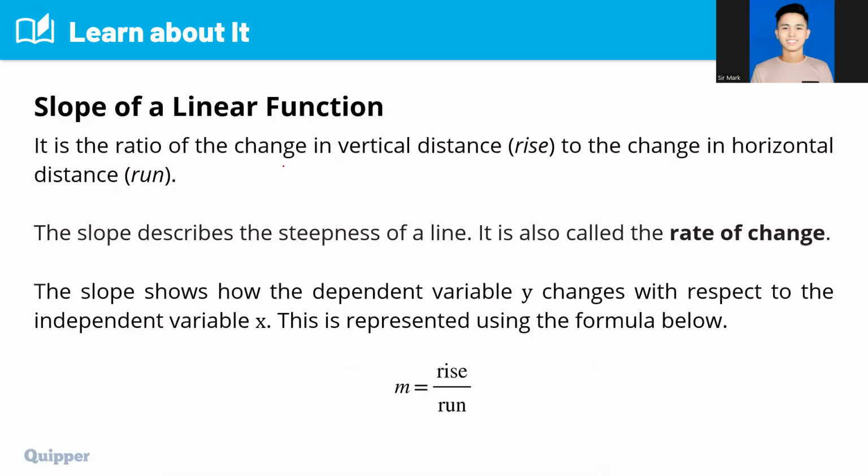Next, slope of a linear function. When we say slope, it is the ratio of the change in vertical distance or rise to the change in horizontal distance or run. So the slope describes the steepness of a line. So it is also called the rate of change. So when we say slope, we are referring to the steepness of a line or the rate of change.